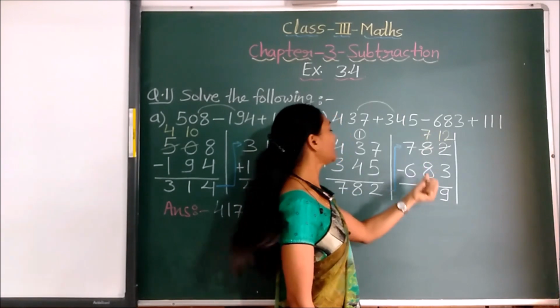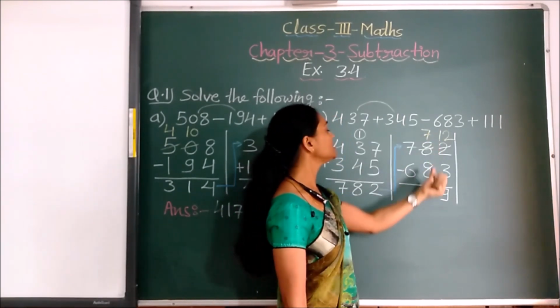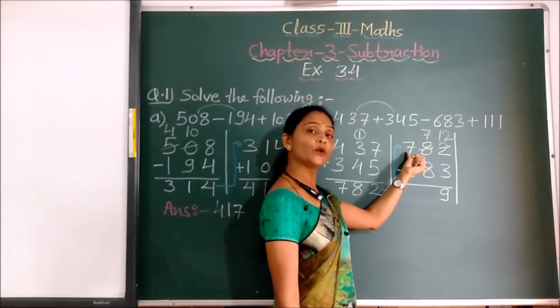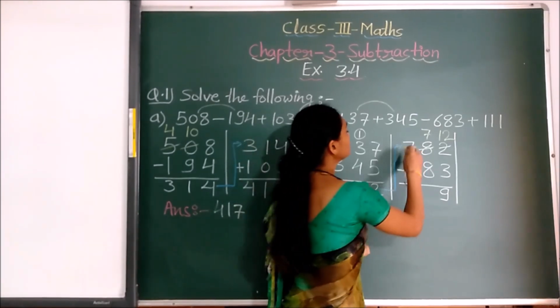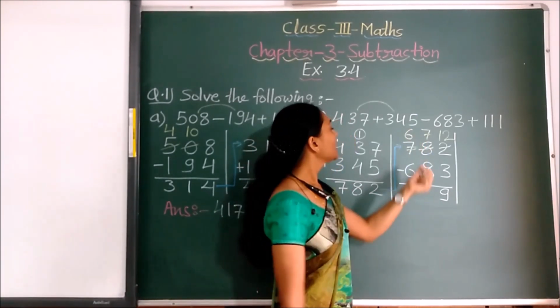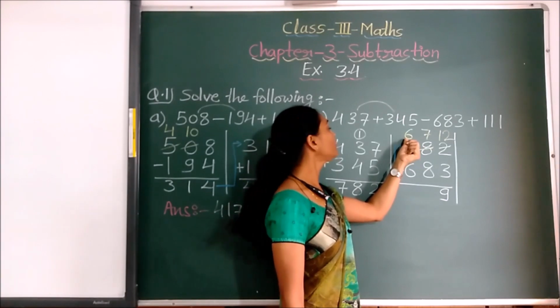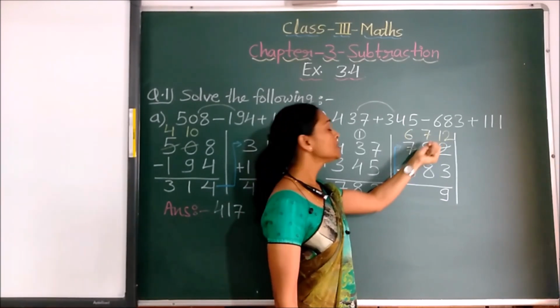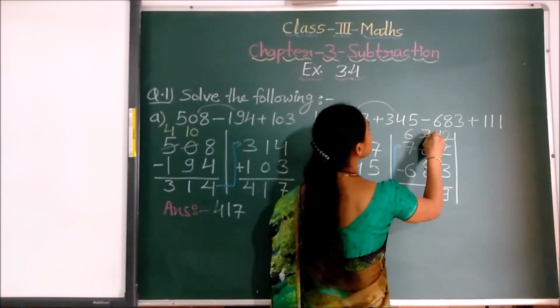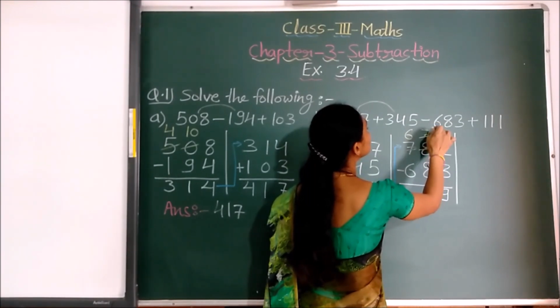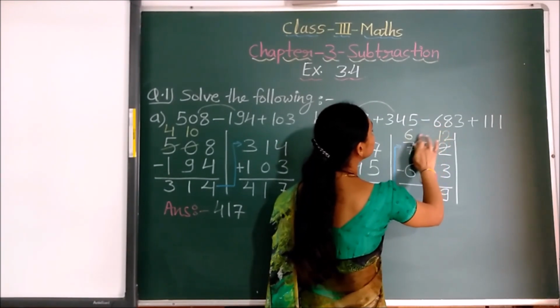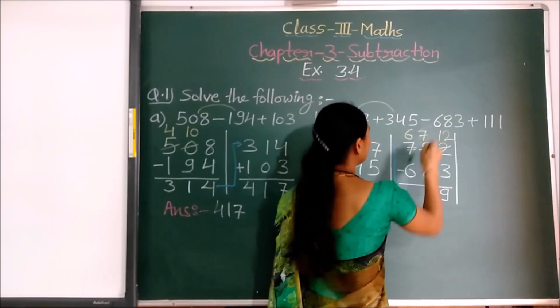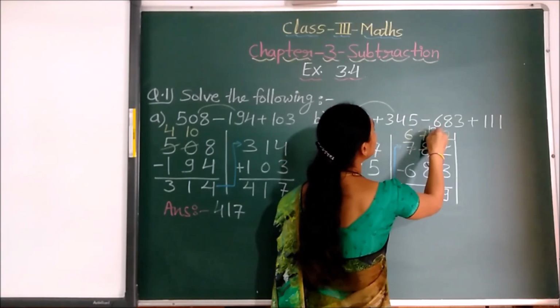Again this is 7 and this is 8, means bigger than 7. So we will borrow from here. See children, now this will become 6. Now when we get 10 from here, it was 7 already. So it will become now how much? 17. So we will write here this 17. See, we will write 17 up here.